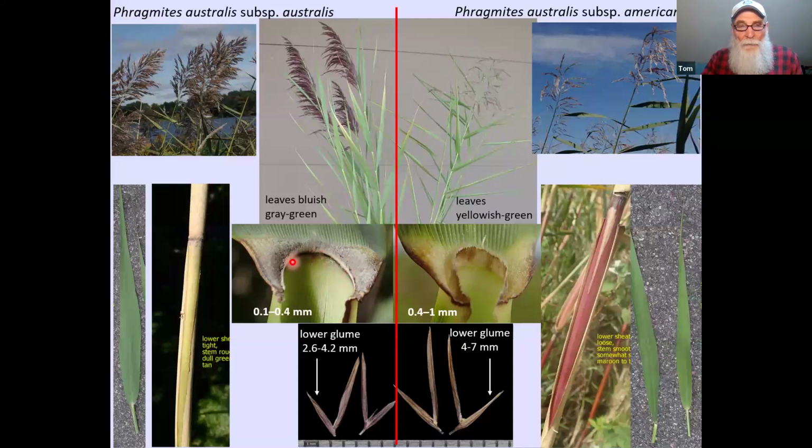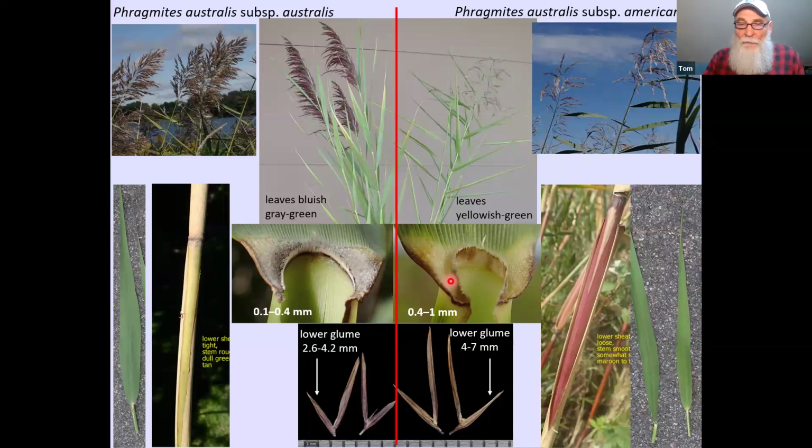In the European subspecies, the ligule is 0.1 to 0.4 millimeters. It's just a very, very narrow band. Now we're talking about the height of the membranous part without including the hairs, if there are any. Usually on the European species, there are some hairs that come off the top of that. So we're looking at just the membranous part of the ligule in terms of this measurement.